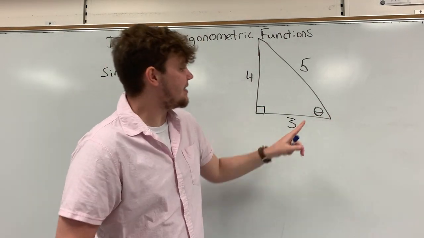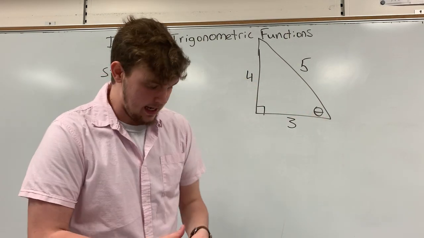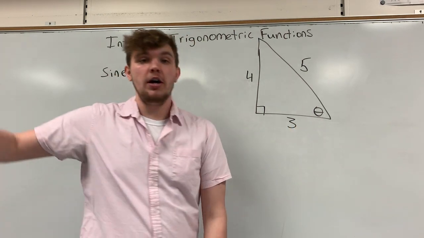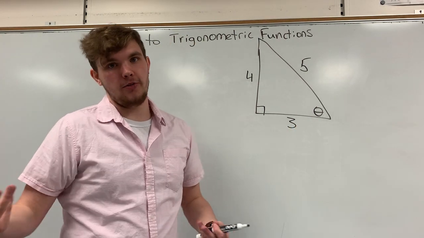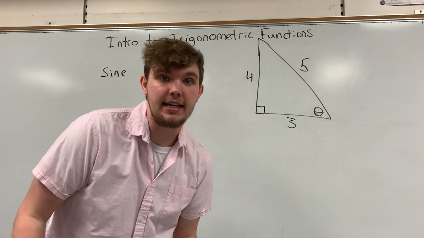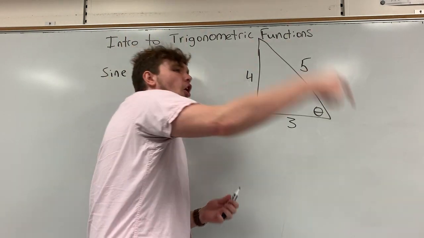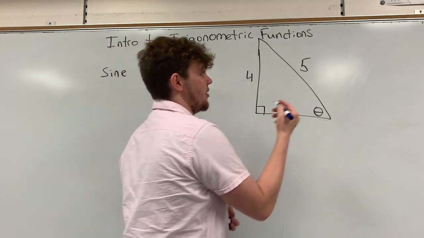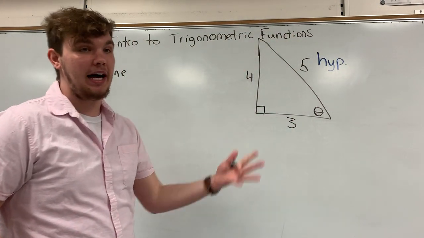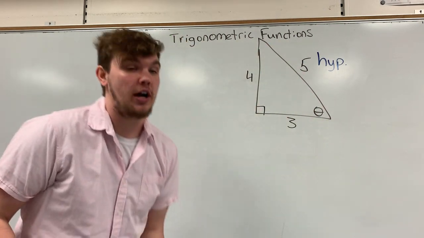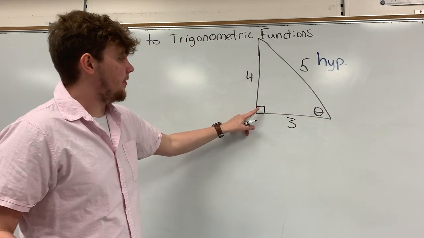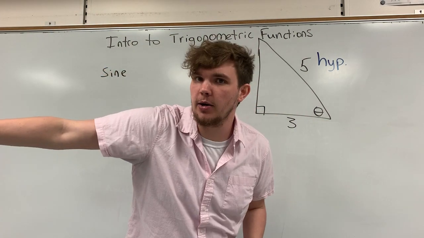Okay, so because this is the angle I'm investigating, that means from this angle's point of view, there are 3 sides of this triangle, of course. But this side, if you remember from geometry, the longest side of a right triangle is 1,000,000% always going to be called the hypotenuse. I'm just going to abbreviate that as hyp, H-Y-P. That's this side, right? The hypotenuse of the triangle. It's the one that's always the direct opposite side of the 90-degree angle. Always, always, always, no matter what.